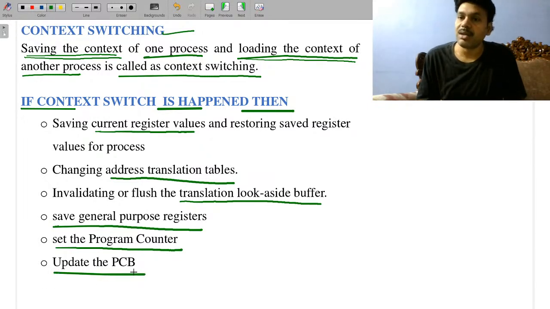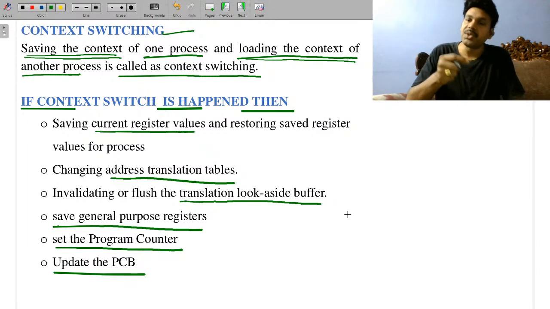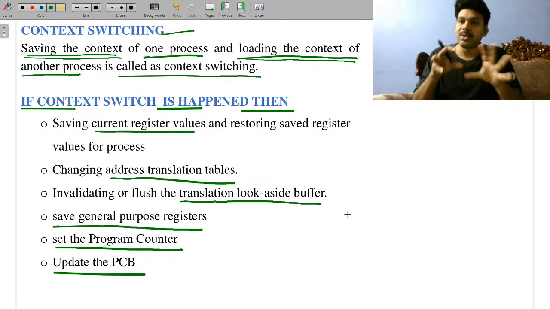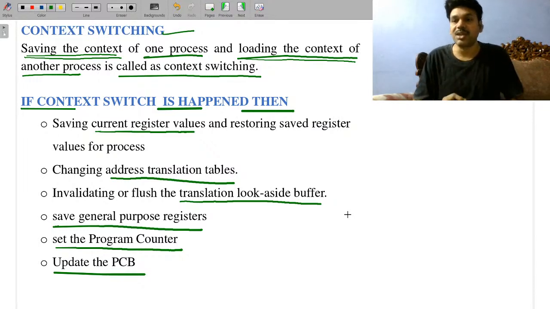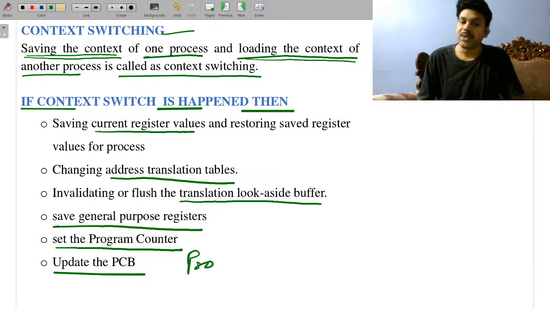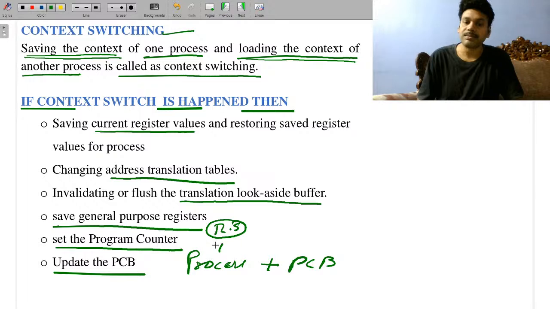I am telling you once again, whenever a process enters the ready queue, a PCB is also tied to that particular process in order to track these kinds of changes and fluctuations that may happen. That's why a PCB is always tied to your particular process whenever it enters the ready state. This is a very important point.